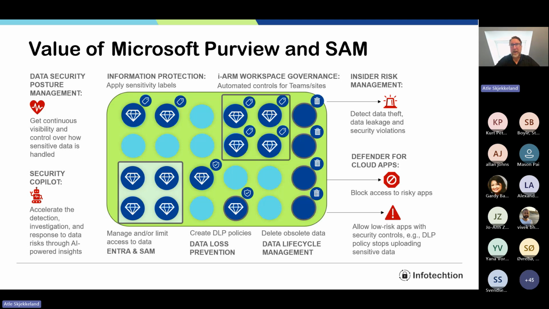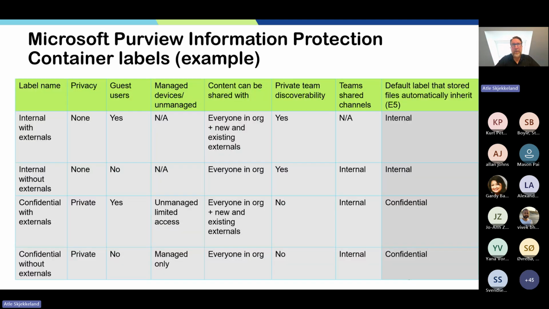And one example I want to give on that is that square box on top. Because in information protection, you have sensitivity labels for the files and emails, but you also have container labels, which is an evolving functionality. So what you see here is just an example that, for example, you have a label that could be internal with externals, internal without externals, or confidential with externals. And then you tighten the security and governance depending on the sensitivity of the workspace. And actually what you see on most of the screens here is E3 functionality, but evolving what you can do. For example, if it's a really confidential workspace, only managed devices can access it.